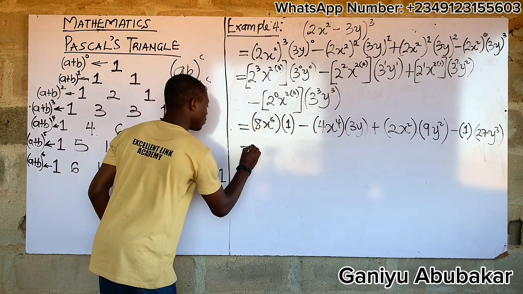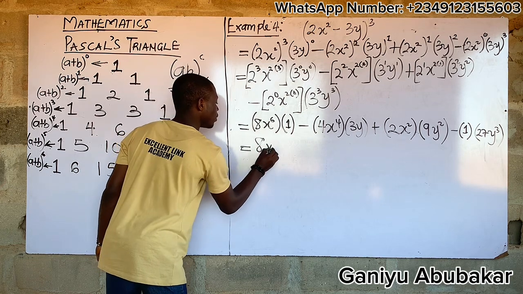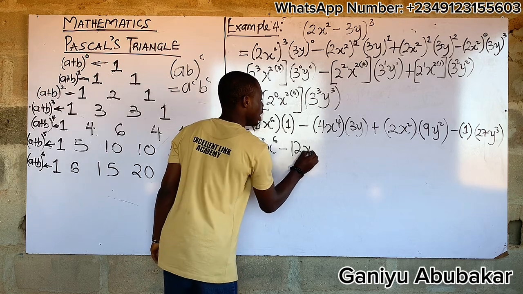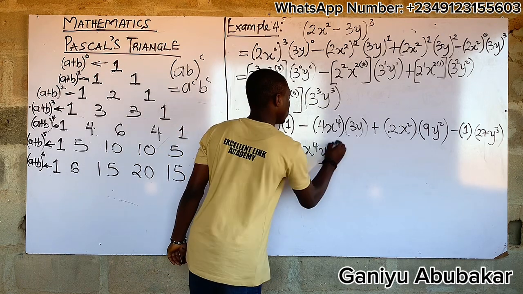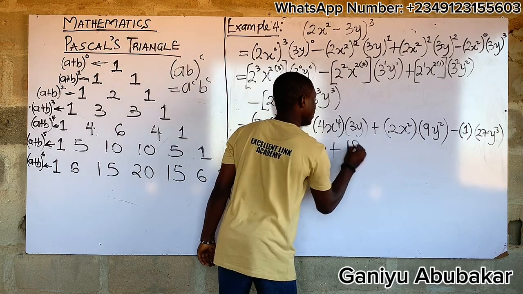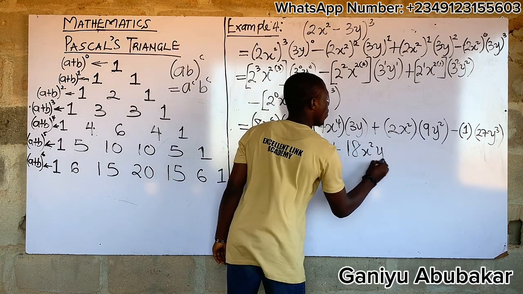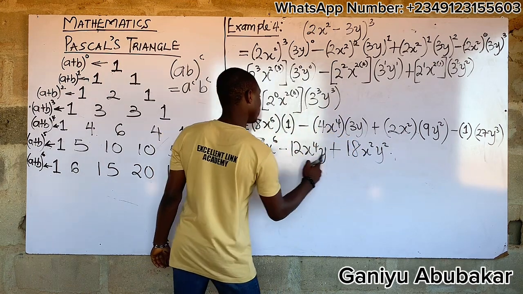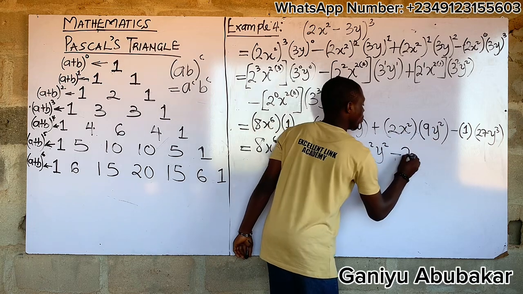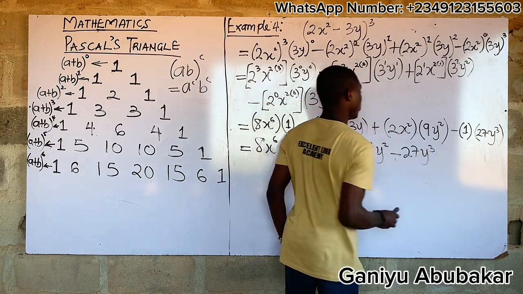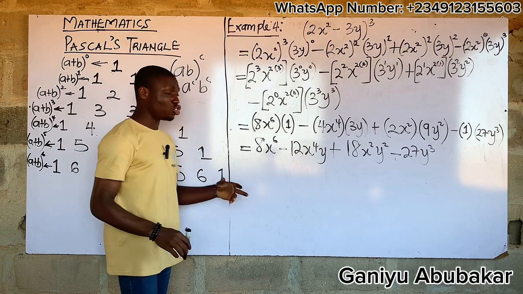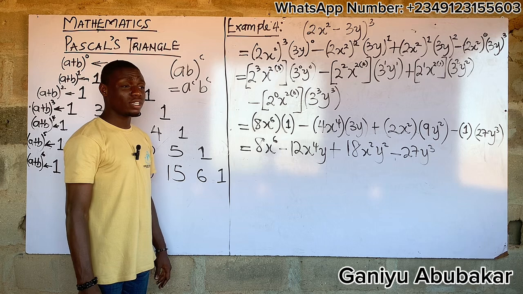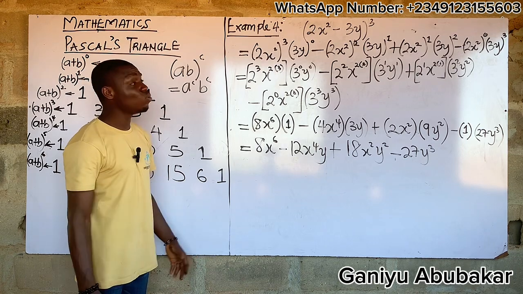For me, I'll have 8 times 1 is 8x to power 6 minus 3 times 4 is 12x to power 4y plus 2 times 9 is 18 x squared y squared minus 27y cube. I can't say this is my answer. It's wrong. It's not my answer yet. So what do we recall now at this point? Recall what? Your Pascal's triangle coefficient.